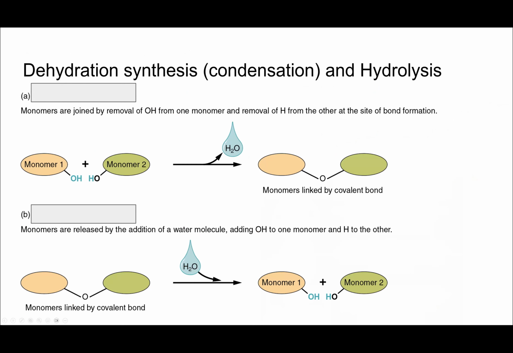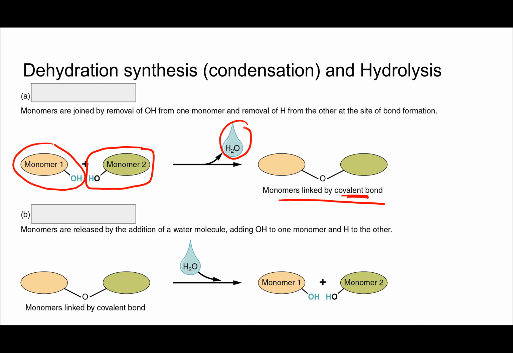The processes by which we form or break polymers are called dehydration synthesis and hydrolysis. If you connect two monomers together to form a dimer or a polymer, connecting them by a covalent bond, and during this process a molecule of water is removed, we call this process dehydration synthesis.